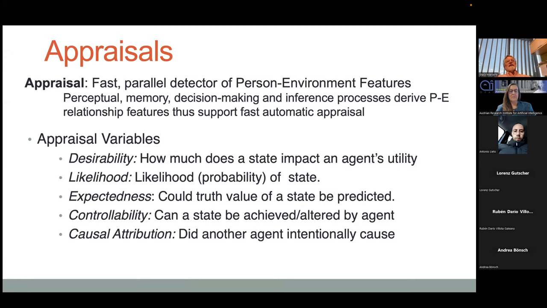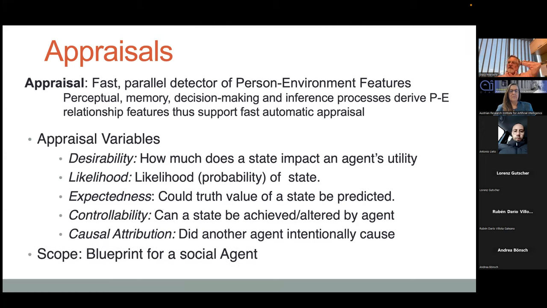So basically, the appraisals now are just feature detectors off of the causal interpretation being maintained by other kinds of perceptual and cognitive processes. So appraisal itself can be as fast as it needs to be because it's just reading off. It's these other processes that may slow it down or speed it up, depending on the nature of that update.